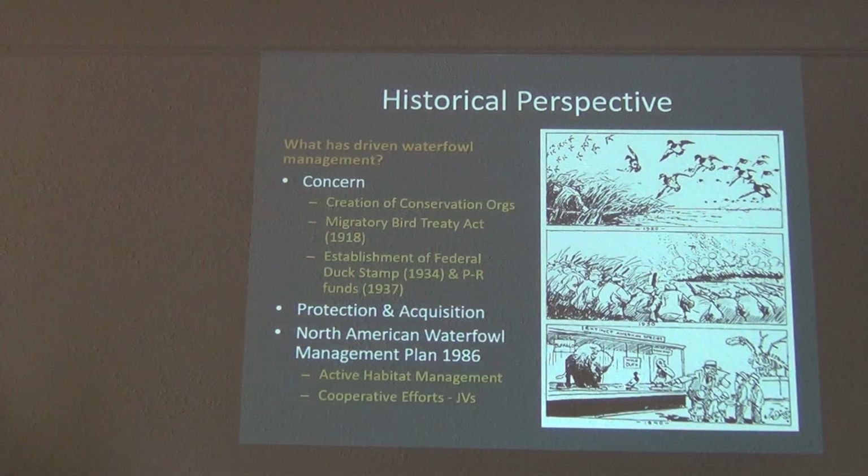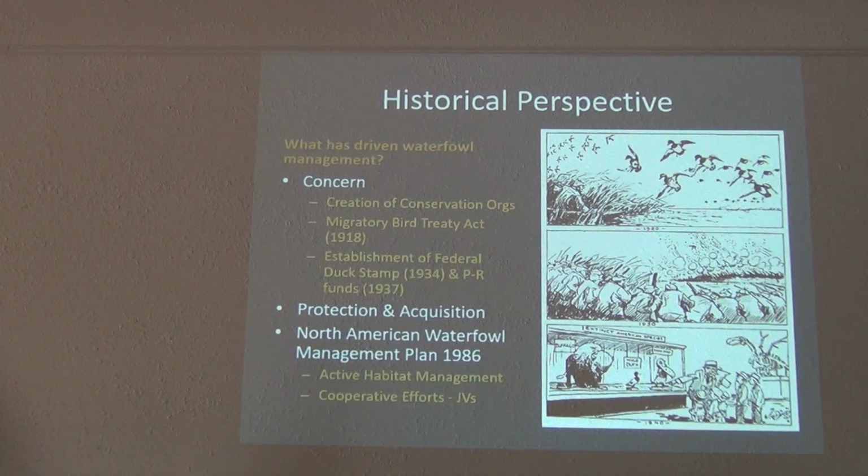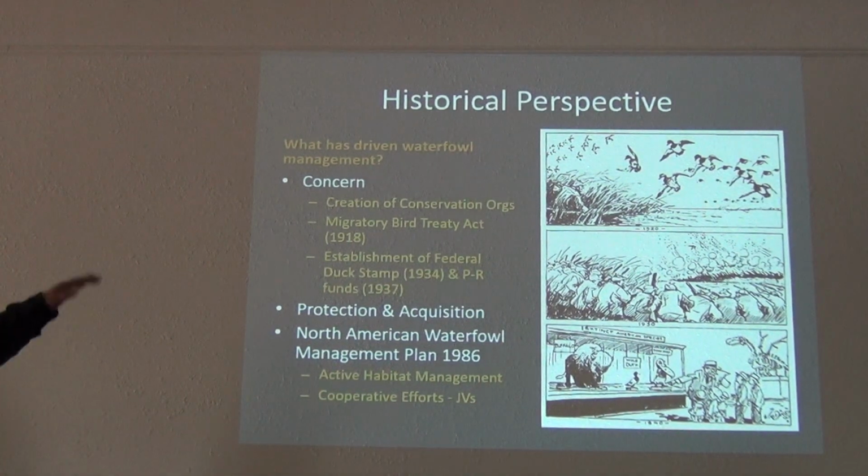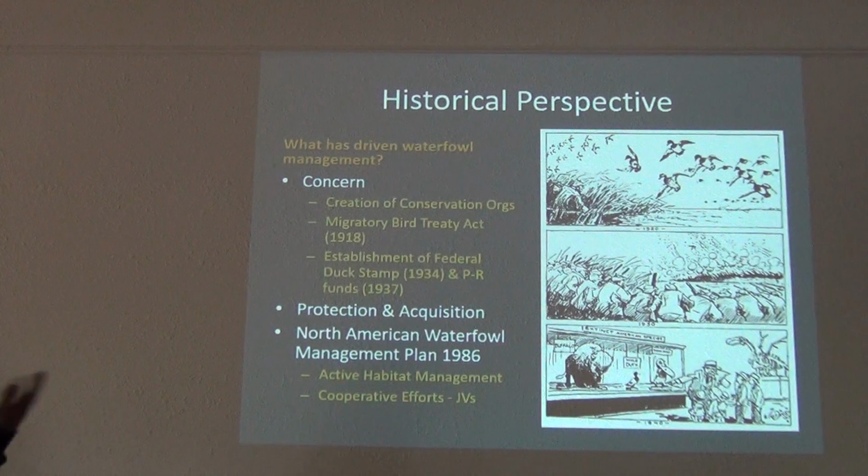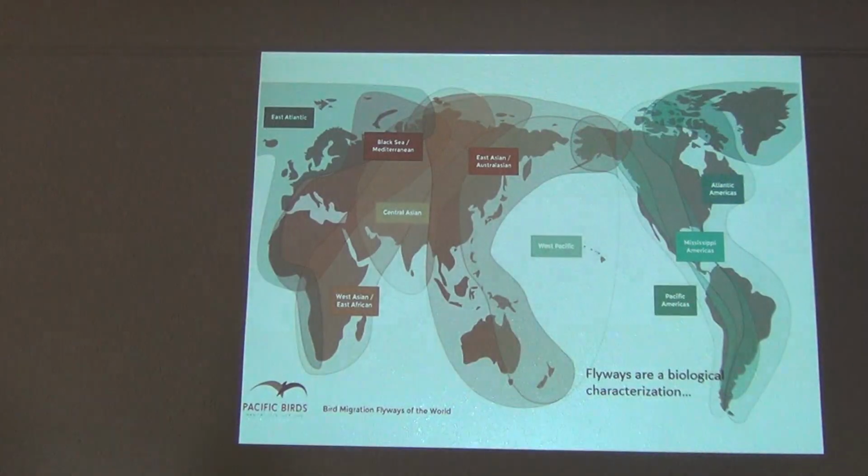What transpired from that was this sort of urgency towards protection and acquisition of lands, building up to the 1986 North American Waterfowl Management Plan, which again was largely oriented towards the duck concept of problems. This cartoon was drawn by Ding Darling, who was a cartoonist, but he was also the first chief of what later has become the Fish and Wildlife Service and part of the USGS biological branch.